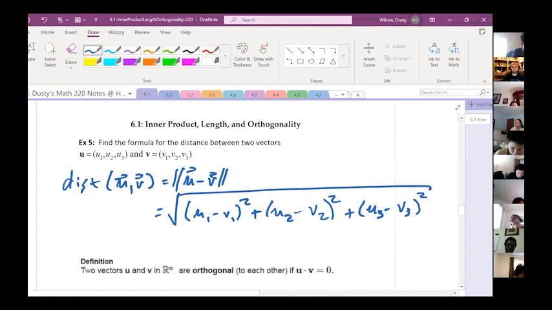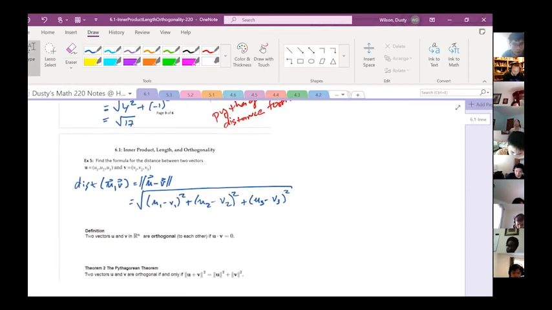Right. It's just the Pythagorean theorem, but now with 3 components instead of 2 components. And the crazy part is you could do this for 10 dimensions. So what does distance mean between two 10-dimensional vectors? I don't know, but we can calculate it. And if you think about what vectors could represent, this is just a little bit bizarre.